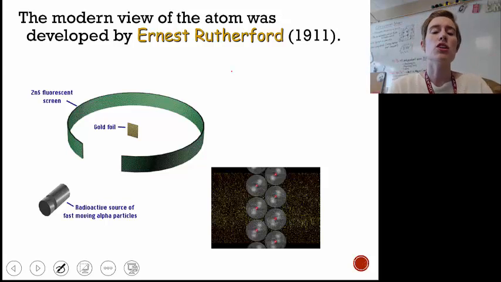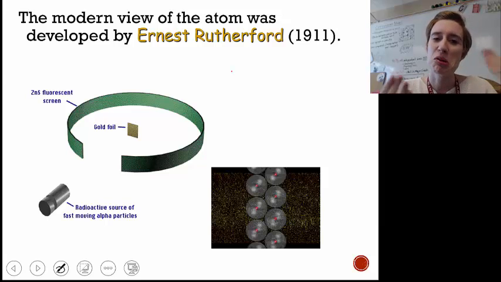In fact, he even has an atom named after him called Rutherfordium. How cool do you have to be to have an atom named after you? Pretty cool. So here's what Ernest did, okay? I call him Ernest because, you know, we're like close.